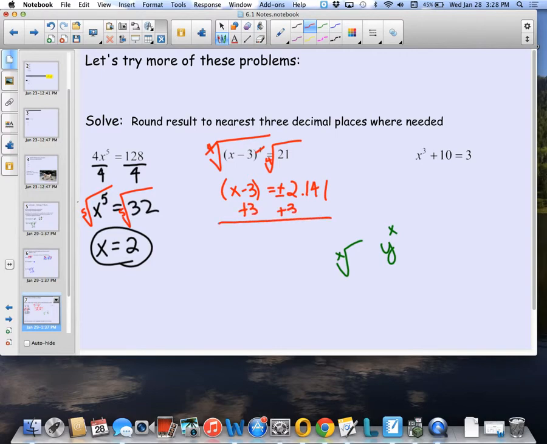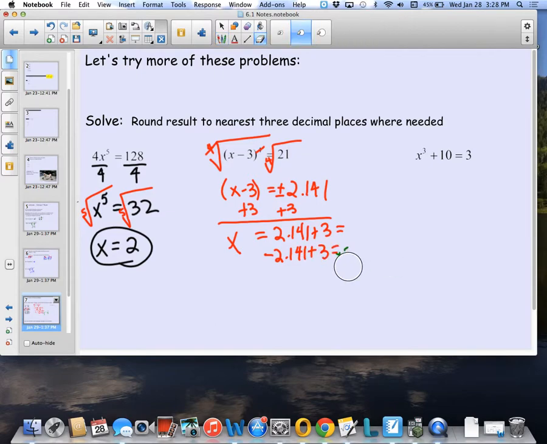Now this seems a little bit strange to me because I'm adding 3 to 2 numbers. I have 2.141 plus 3, and I have negative 2.141 plus 3. So I have to do both of these. When I do that on my calculator, I hit 2.141 plus 3, and I get 5.141.